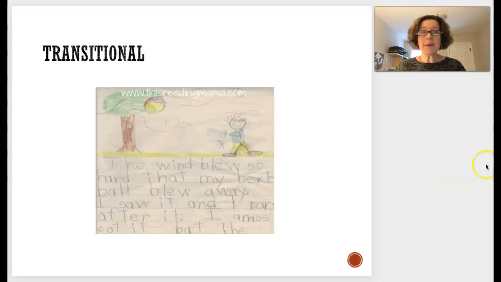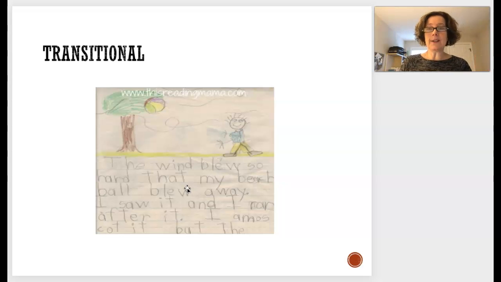Okay, then we get into transitional spelling, and this is where grade 2 to 4 students are. Usually vowels are now included pretty regularly. So, the wind blew so hard. Right, we can basically read this. It's usually pretty readable, and they've got most of the words actually spelt correctly.